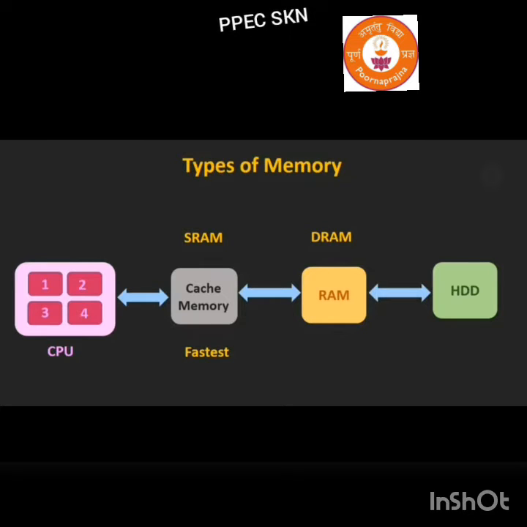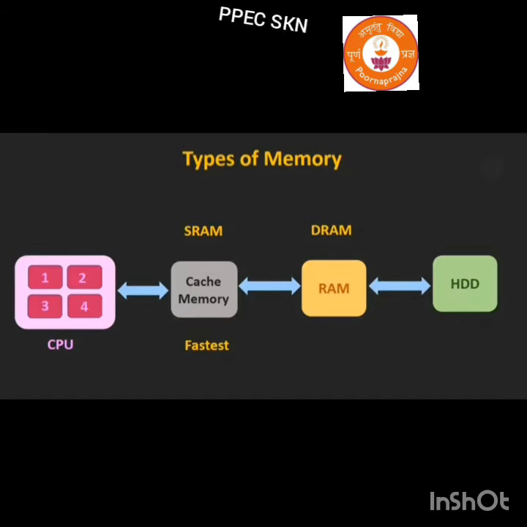Cache memory is the fastest among all other memories. Cache is also a RAM, but a special kind of RAM called static RAM. It is quite fast and its size ranges from kilobytes to megabytes. The data which is frequently used by the CPU is saved in the cache memory. So it's easy for the processor or CPU to get the data very fast and also easy to access.